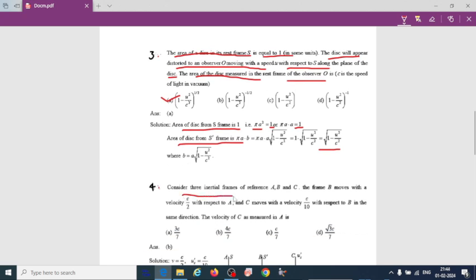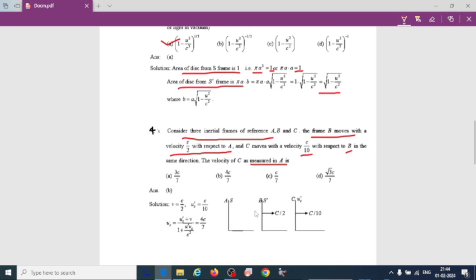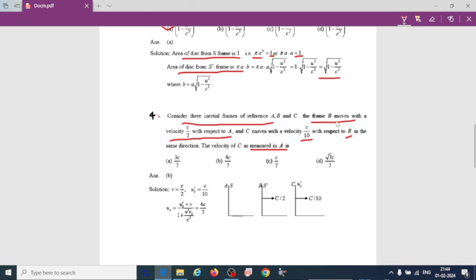Consider 3 inertial frames of reference A, B, C. The frame B moves with the velocity c by 2 with respect to A, and C moves with velocity c by 10 with respect to B, in the same direction. The velocity of C as measured in A is... So here we have 3 frames of reference. B moves with respect to A, C moves with respect to B, in the same direction. The velocity of frame of reference C relative to A we have to calculate here.